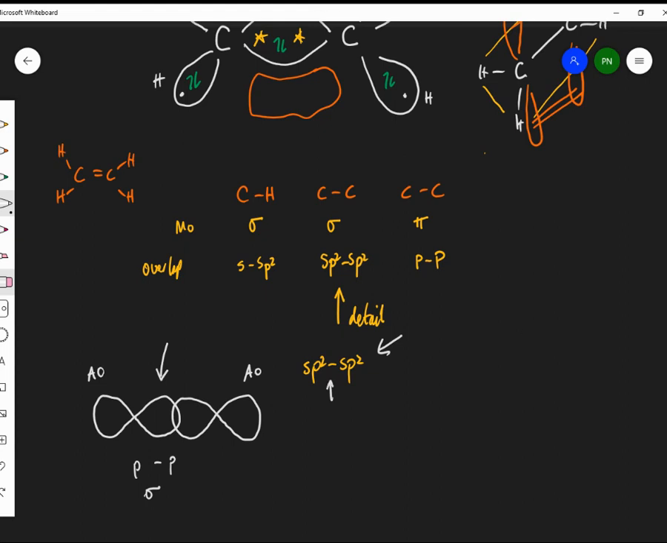What would this look like then? Well, if you remember the lesson, an sp2 looks like this. It's got a bigger lobe and a smaller lobe. So this one would look something like this, a bigger lobe and a smaller lobe. So what am I trying to draw here? What's the overlap here?